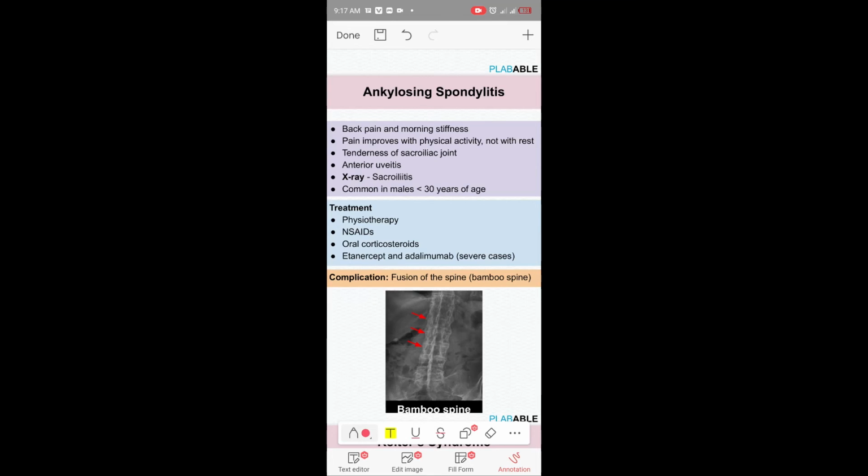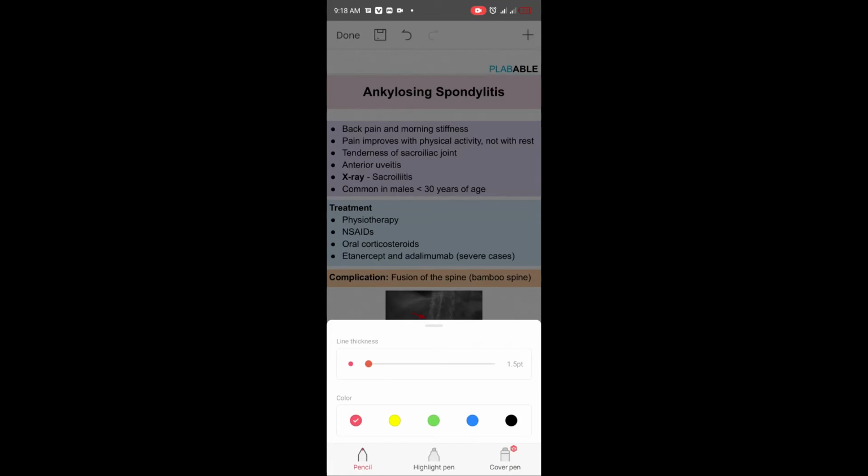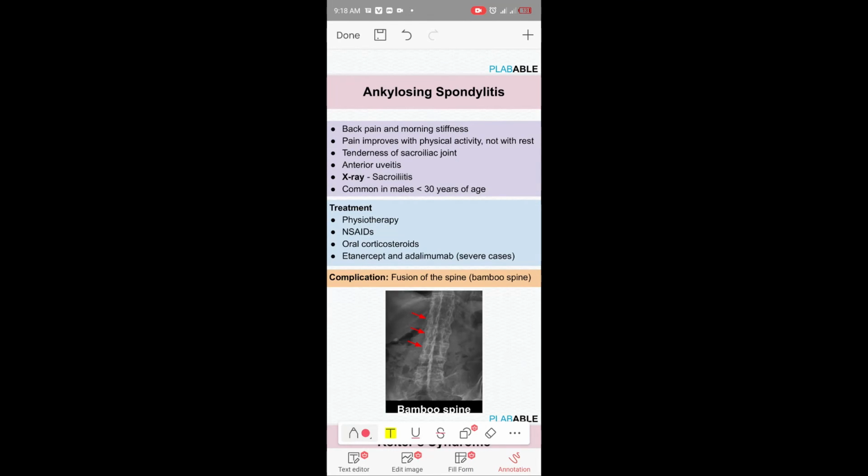Okay, what is there in the X-ray? Sacroiliitis. The other things on the X-ray could be squaring of the lumbar vertebra. There's a bamboo spine. You can see over here. Squaring of the lumbar vertebra is over there. And syndesmophytes, that is an abnormality of the spinal column.